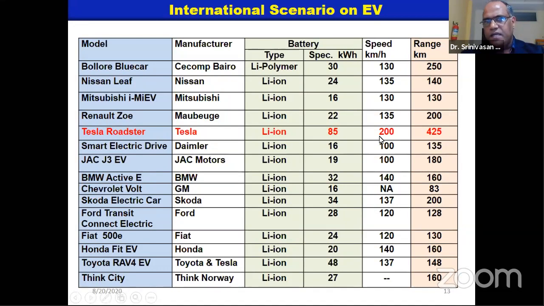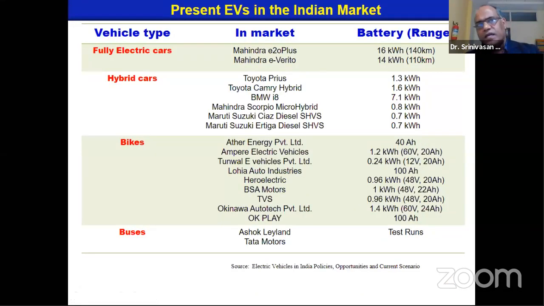The capacity is directly proportional to the driving range. When it comes to the local Indian market, only Mahindra has introduced two cars. One is the E2O Plus, one is the E-Verito, which can go about 140 kilometers. With a 16 kilowatt hour battery, it can go 140, and the other one can go about 110 kilometers.